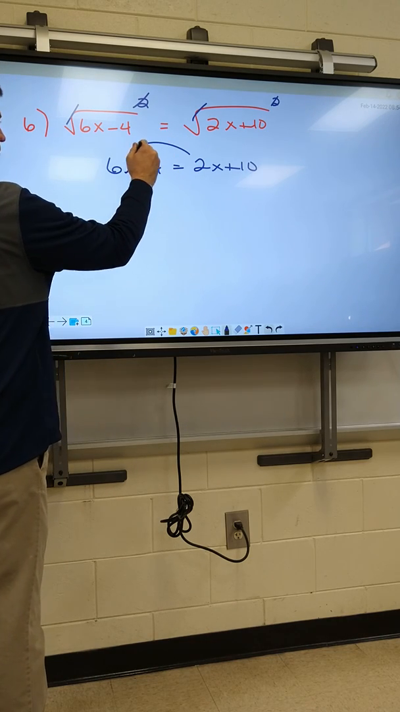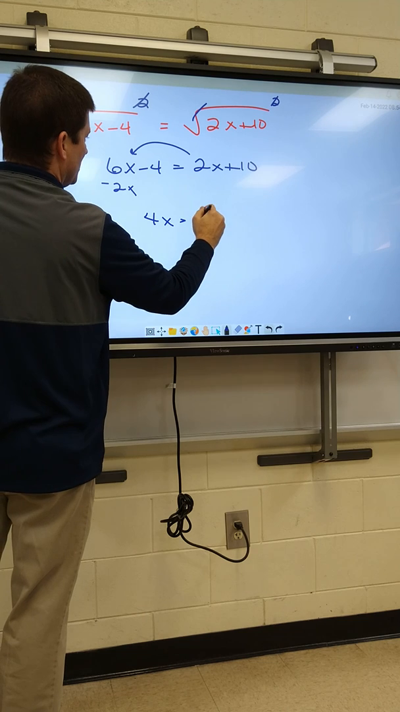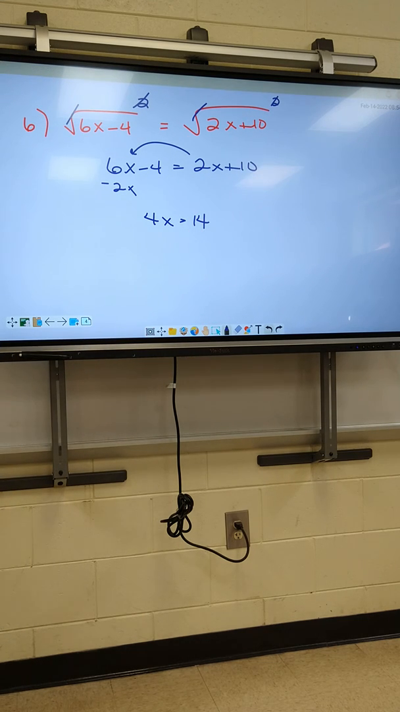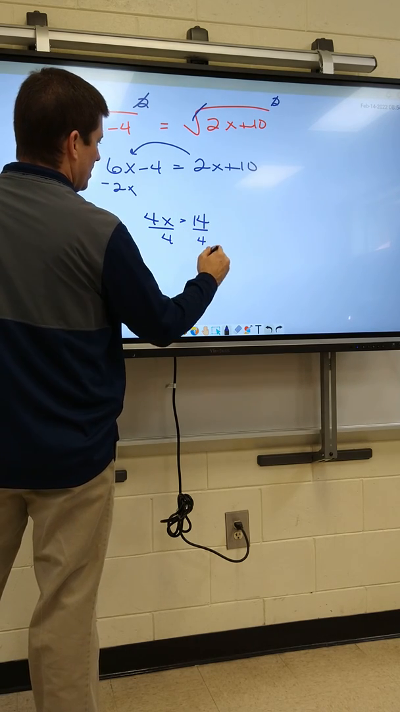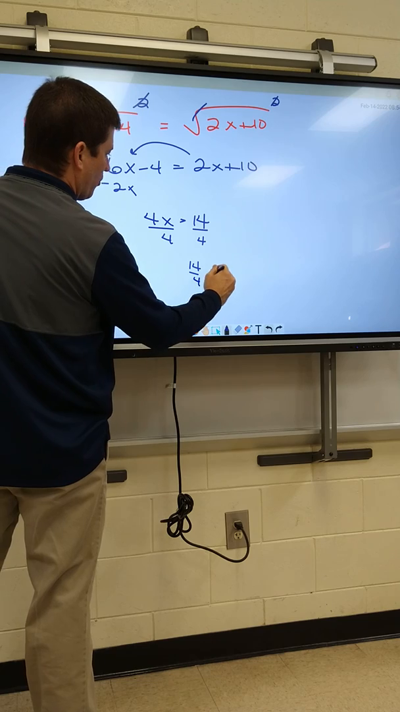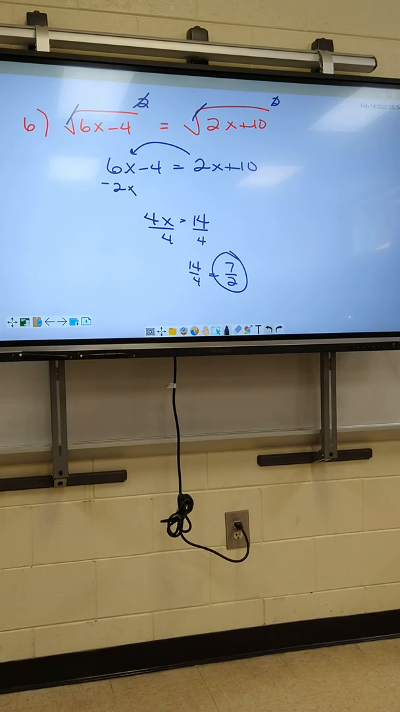So if I move this over here, I got 4x equals 14. Somebody check that behind me. Is that good? All right, what's our answer going to be? I divide by 4 on each side. So my answer is 14 over 4, which reduces down to 7 over 2. If you put 3.5, that's fine too. All right, anybody got a question on that?